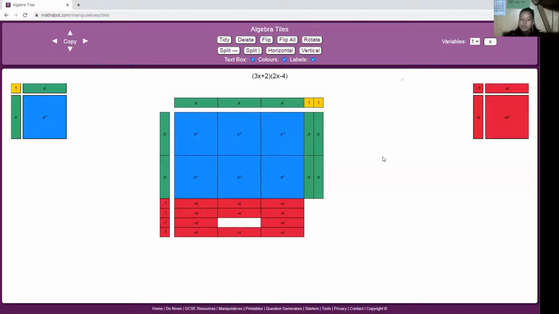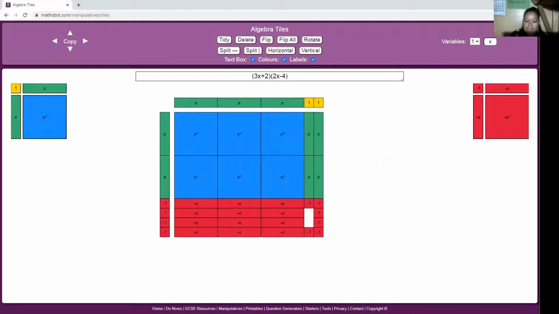Then, when we multiplied positive by negative, the answer will be negative. Very good. So when we multiplied 1 by negative 1, the answer will be negative 1. So we will use the red small square. We will fill up these cells. Now, what are we going to do? To get the final answer, we will combine colors to cancel them out.